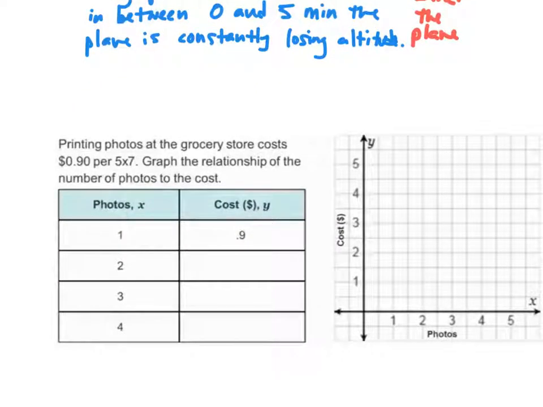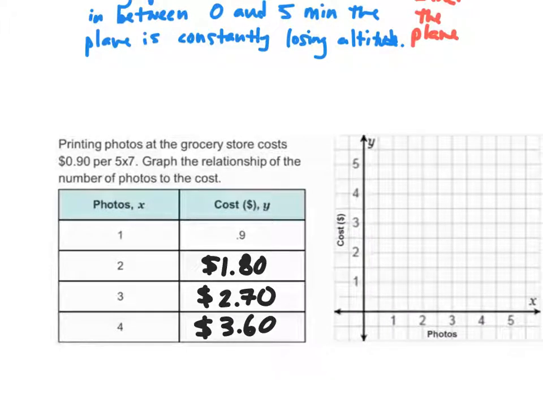This one says printing photos at a grocery store costs 90 cents per 5x7. Graph the relationship of the number of photos to the cost. So if I have one photo, it's going to cost me 90 cents. If I have two photos, that means it's going to cost me an extra 90 cents. So I add 90 cents to that, and that's going to be $1.80. If I have three, I'm going to tack on another 90 cents, and that's going to give me $2.70. And if I have four photos, that's going to give me $3.60.